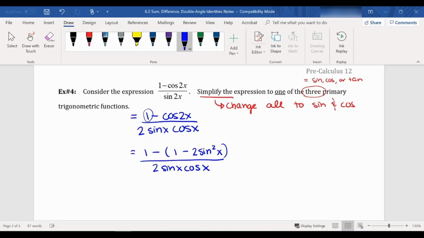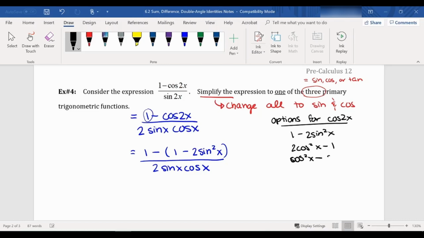So if I take a look at my options for cosine 2x, I'm going to write them here just because we can't see everything at the same time. We have this guy, we have this one, and we have this one. So I know that if I want to get rid of the 1, I should probably pick one of the top 2. I don't want that last one because it can't get rid of the 1. So one of the other ones is what I'm going to probably want to pick.